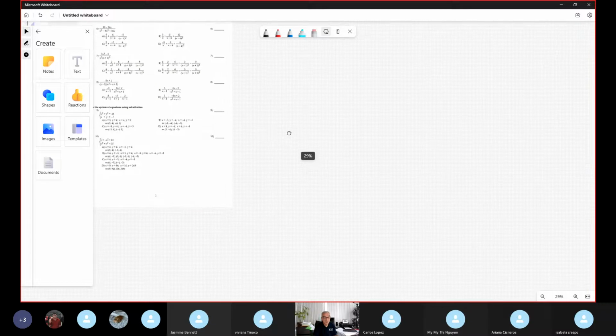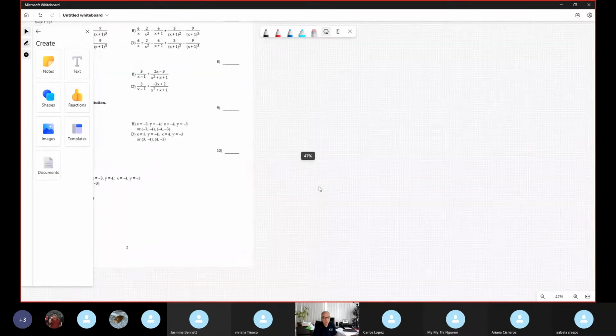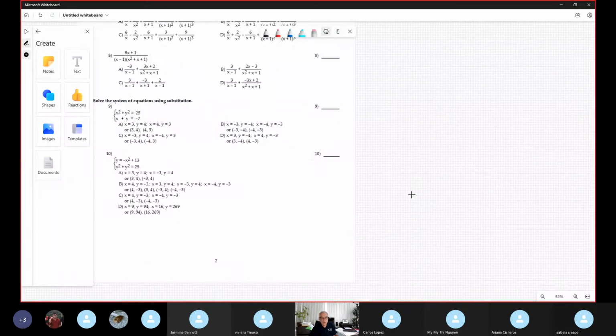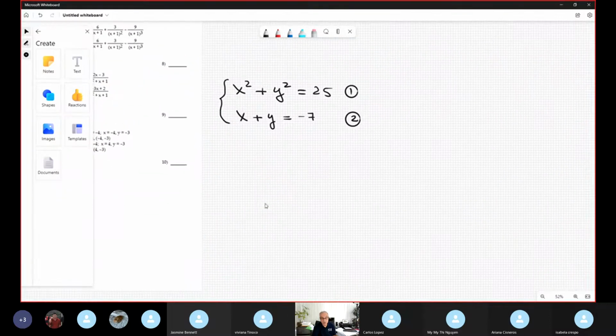Example 9 is a non-linear system of equations. Non-linear. It is x squared plus y squared equals 25, and x plus y equals -7. Two equations form a system. This system is obviously non-linear because the first equation is non-linear. The second, yes, the second is linear.